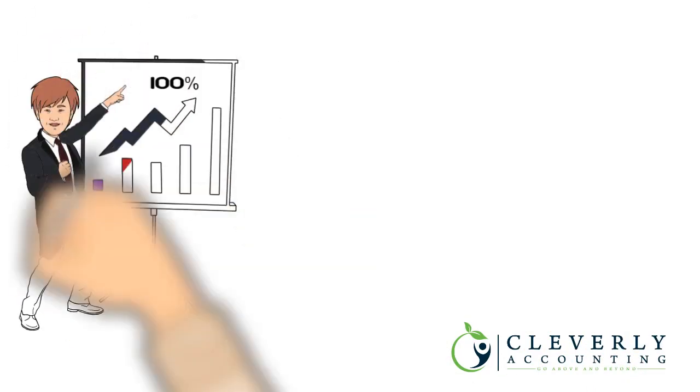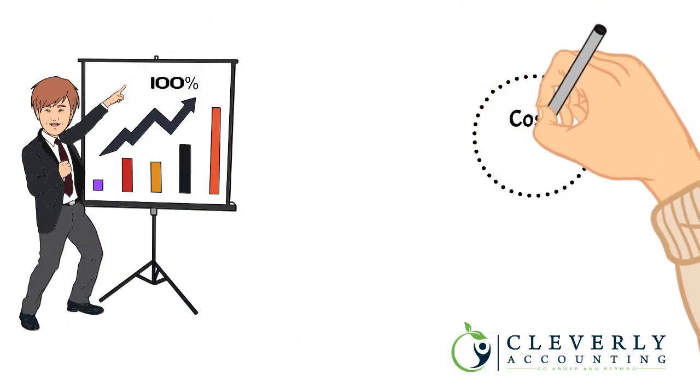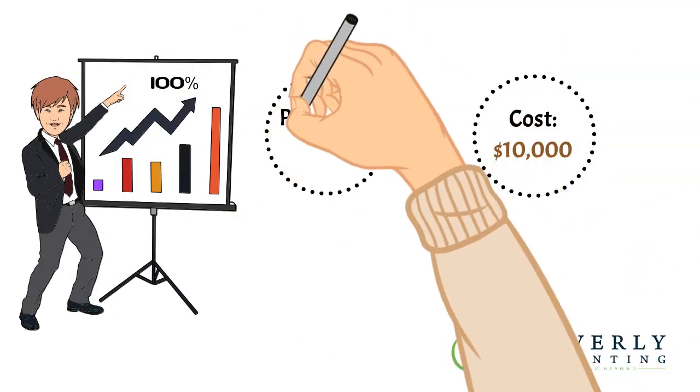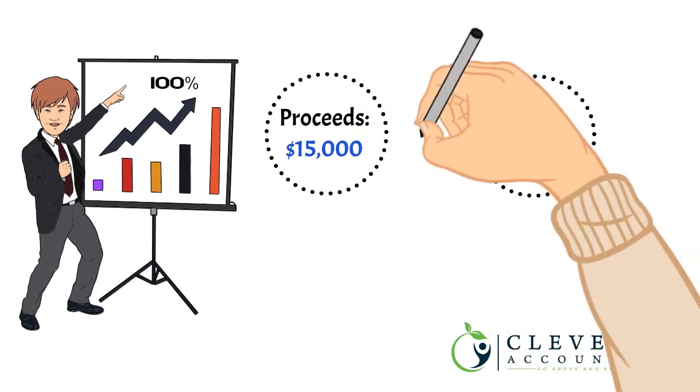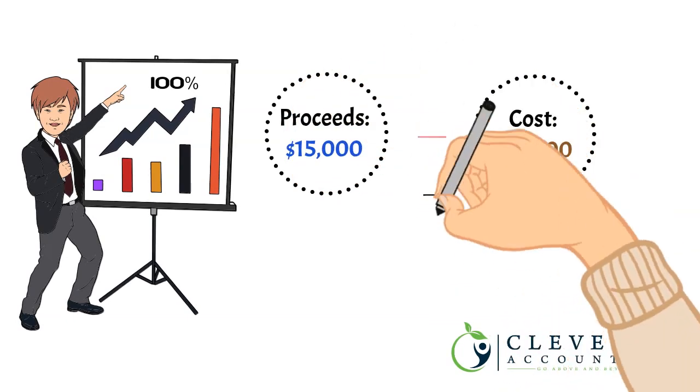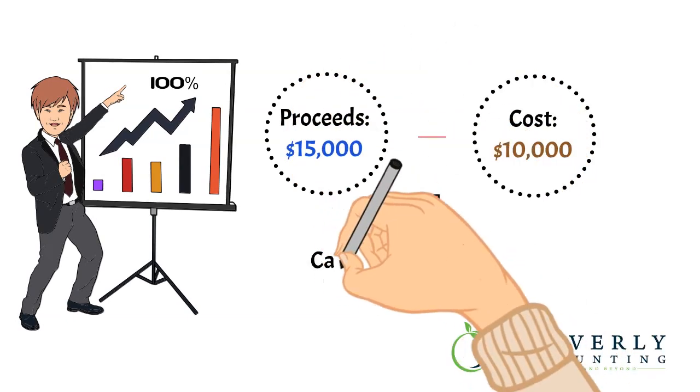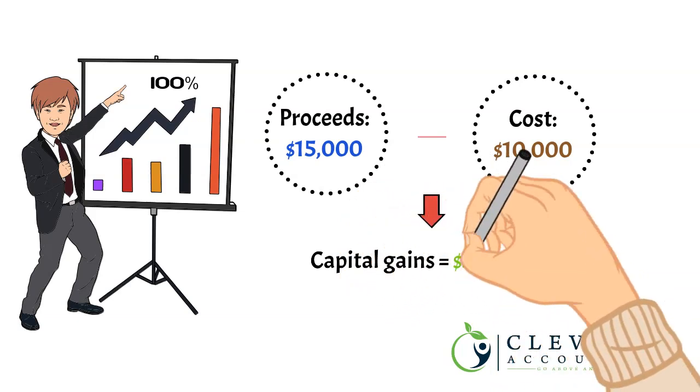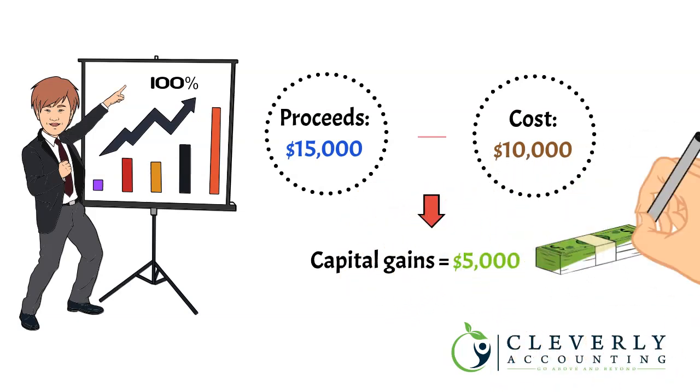Let's say Tony purchased shares in a company at a cost of $10,000 and decided to sell them for $15,000 after holding them for over a year. As a result, Tony realized a capital gain of $5,000, which may be subject to CGT.